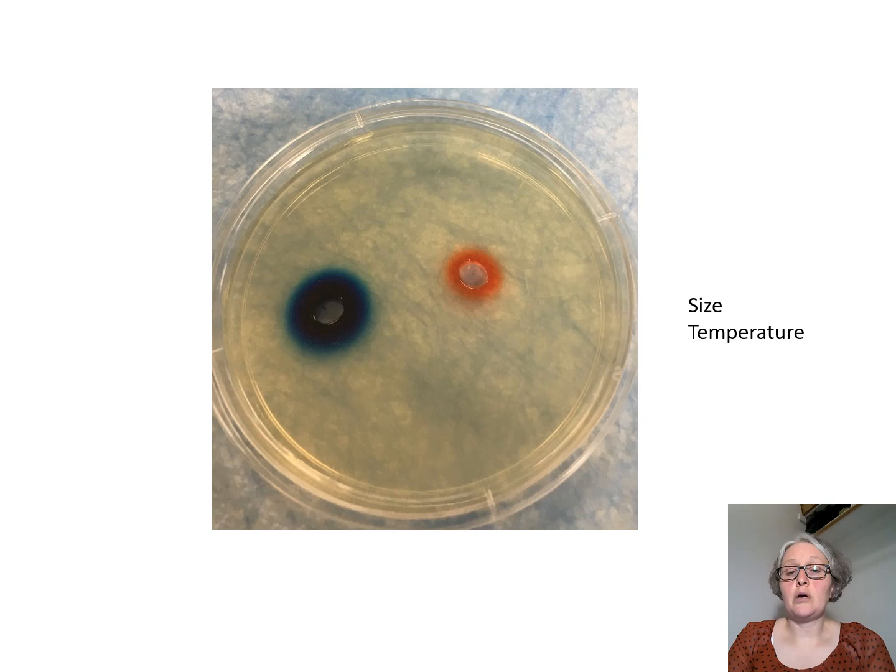So in these two circles, if I'm looking at them, I know that the blue molecule is a smaller molecule because it diffused faster. The red molecule is a larger molecule because it diffused slower. Also, temperature can affect diffusion rates. Hot things have more motion, so hot things are going to diffuse faster than cold things that are slower and don't have as much motion.